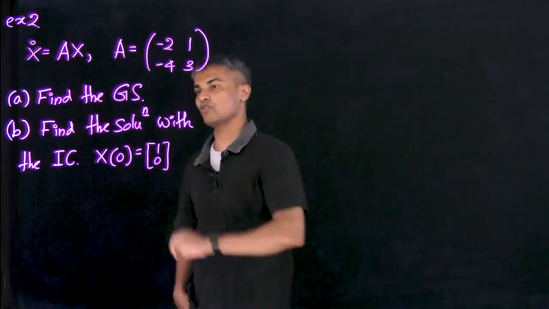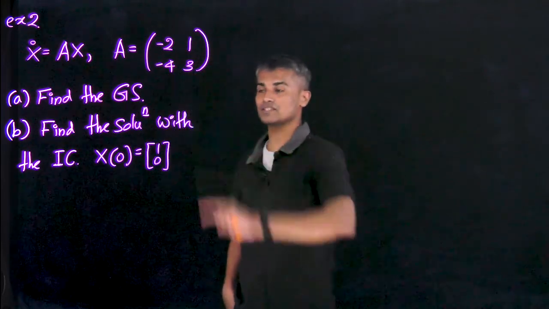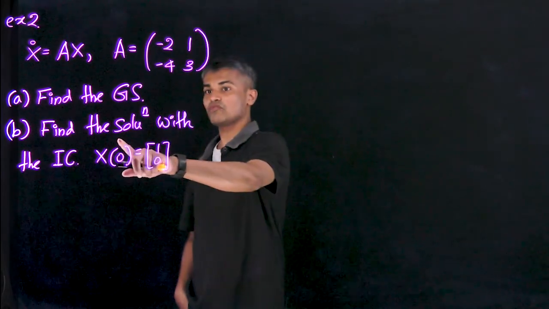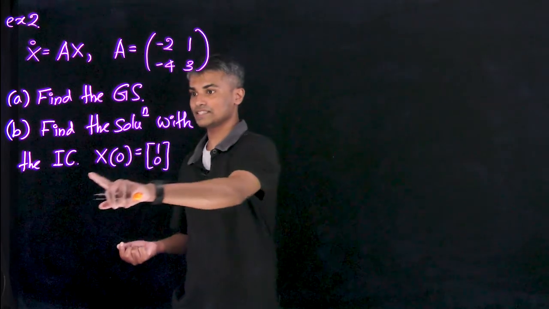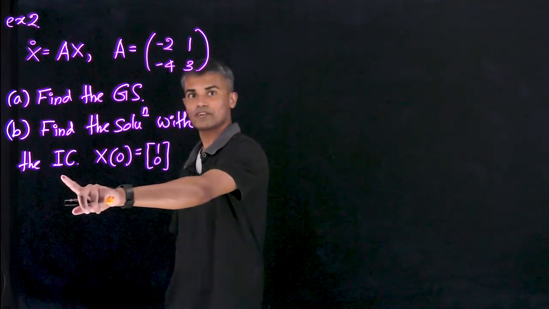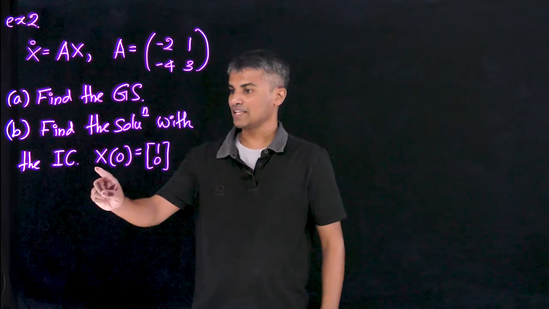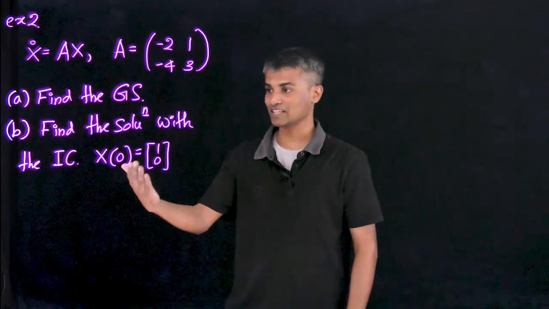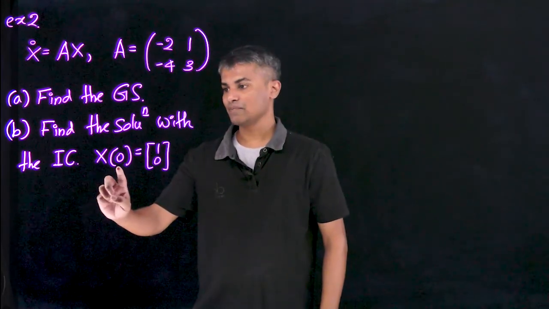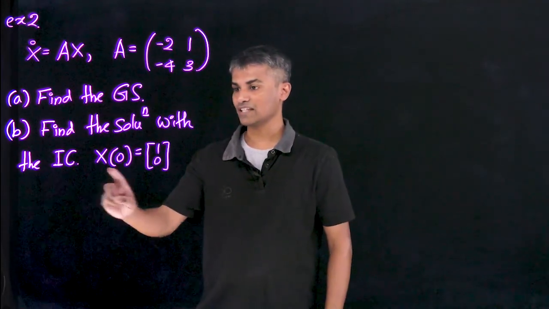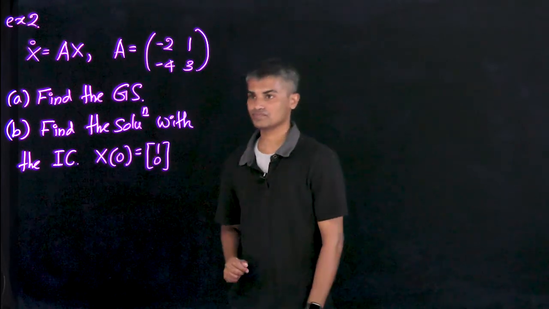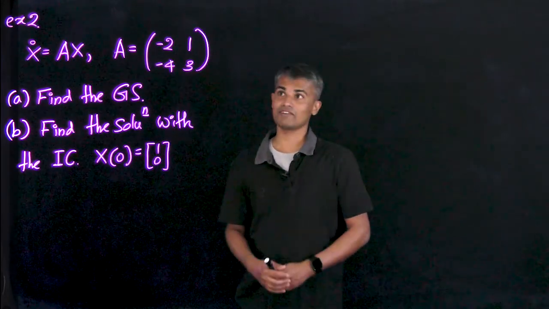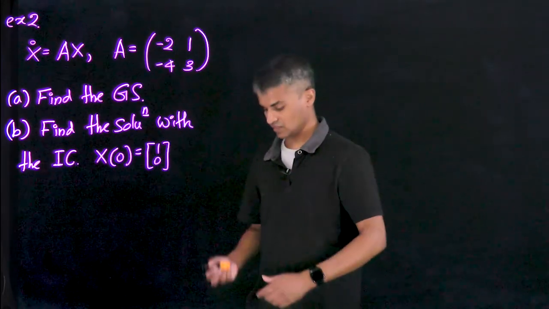In part A, we want to find the general solution for this particular system. After finding the general solution, we want to find the specific solution that satisfies this initial condition. IC stands for initial condition, and my initial condition says, if my independent variable is time, then at time t equals 0, my solution x should be 1, 0. So, the first step is to find the eigenvalues of this matrix A.